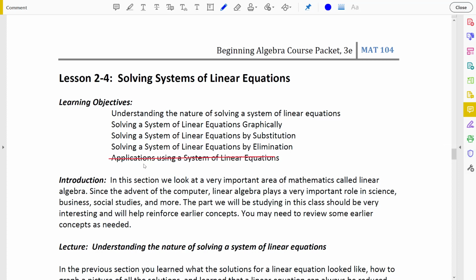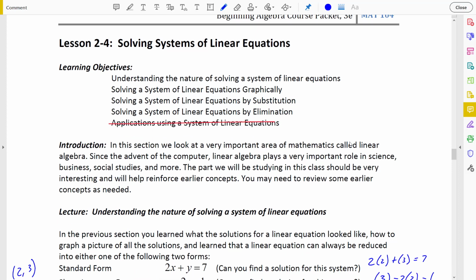One's going to cover, I should say, our first learning objective, understanding the nature of solving a system of linear equations. That's what this video is about. You'll have separate videos for solving a system graphically, which I will create, and then videos for substitution and elimination, which will be videos from other folks that have been shared with me. So let's talk about understanding the nature of solving a system of linear equations.